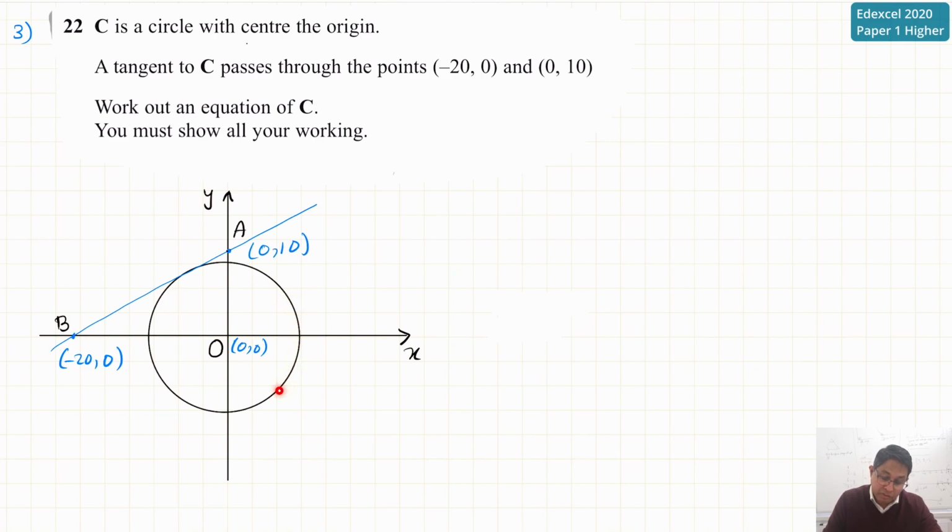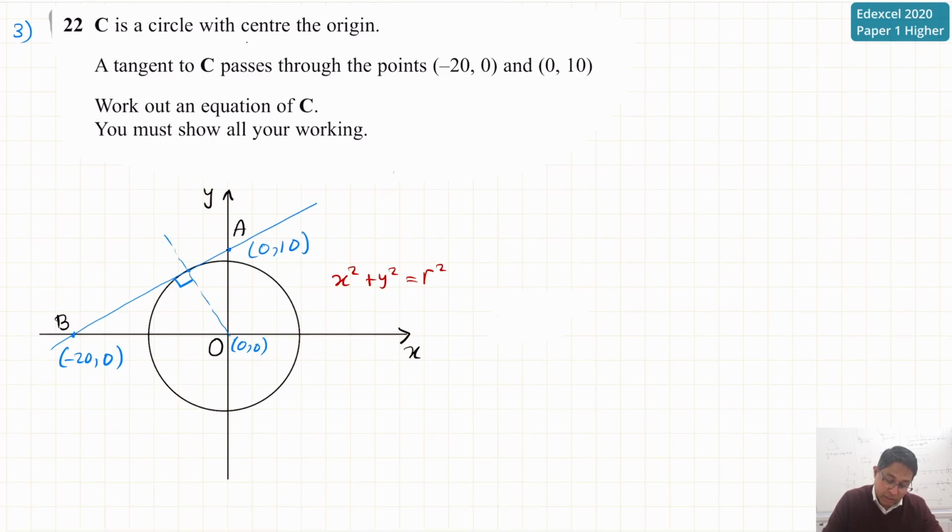As the center of this circle is 0, 0, we can write the equation of this circle as x squared plus y squared equal to r squared. Therefore, if you know the radius of this circle, we can write the equation of the circle. So the matter is, we need to find the radius of this circle. According to the circle theorems, if you draw this radius to the tangent, it's perpendicular to the tangent at this point. I'm going to label this point as P. Now, if you know coordinate at this point P, you can find PO length.